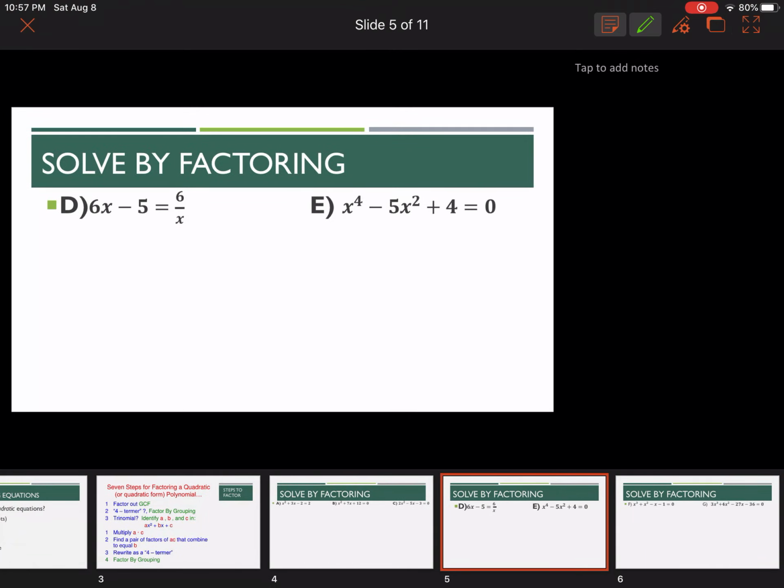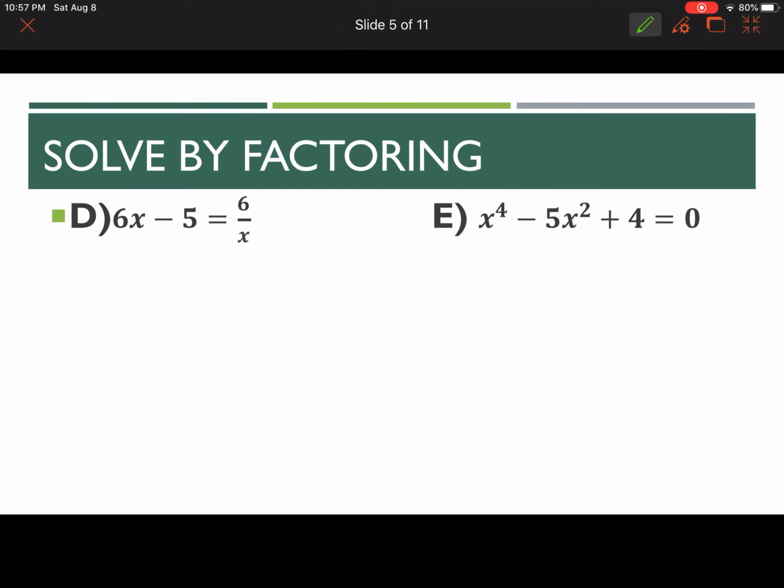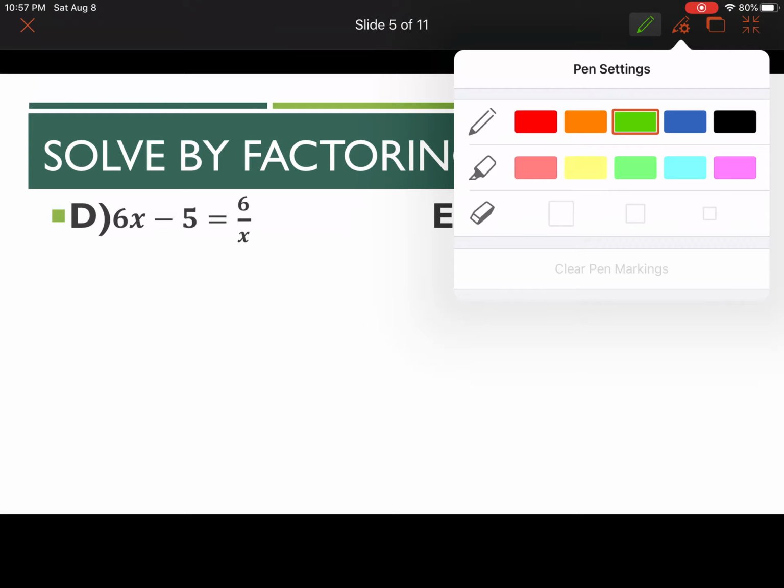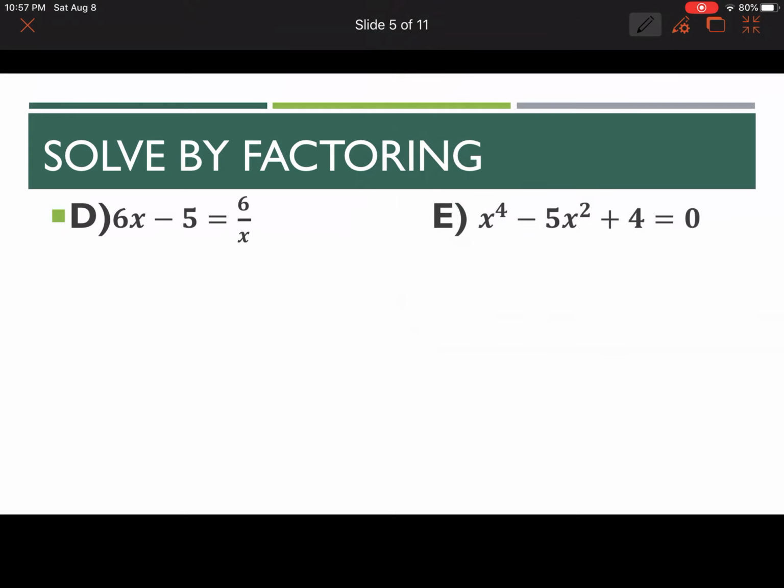Let's go ahead and do a couple more questions in our factoring. So let's look at this one here. The first thing you want to do is eliminate the denominator, and we're going to do that by multiplying everything by x. Everything gets multiplied by x. So that's going to give us 6x squared minus 5x. And then at the end, when you multiply by x, you just get a 6. We have to set this equal to 0.